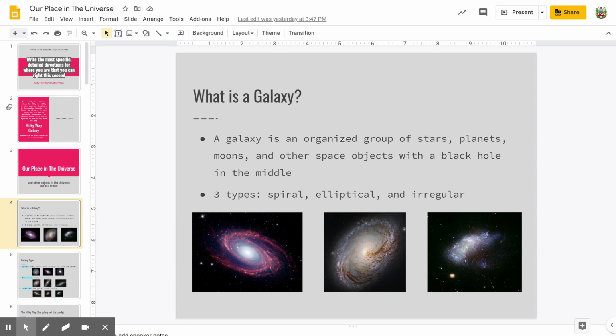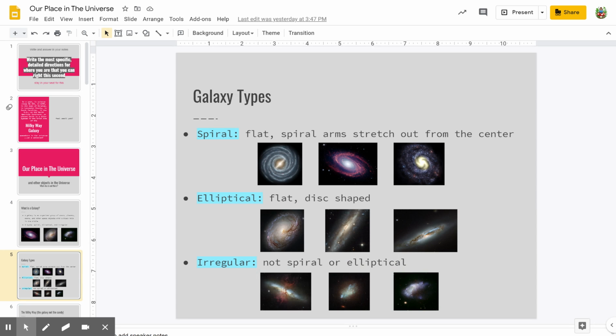And a galaxy is an organized group of stars, planets, moons, and other objects with a black hole in the middle. So all those objects are orbiting around the black hole. Now, there are three types of galaxies. There are spiral, elliptical, and irregular. Okay, so this is what those would look like.